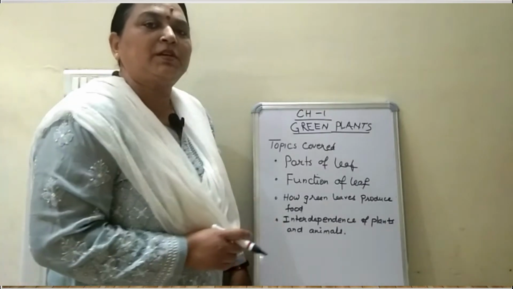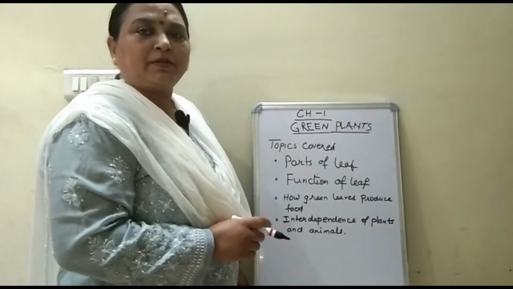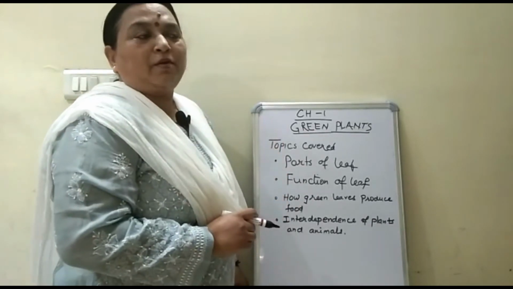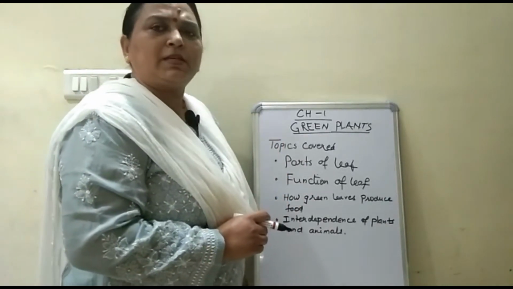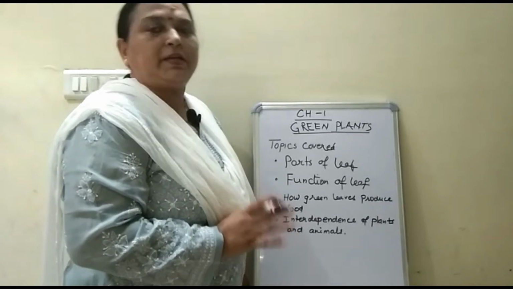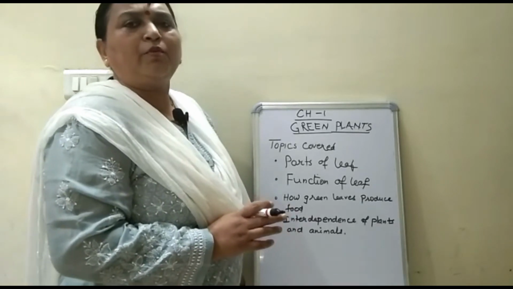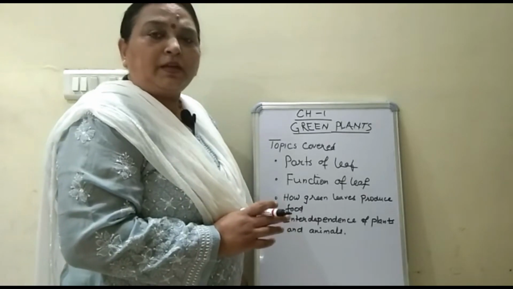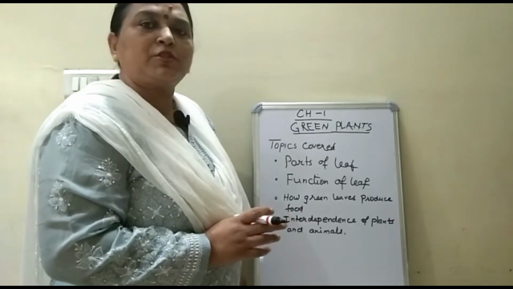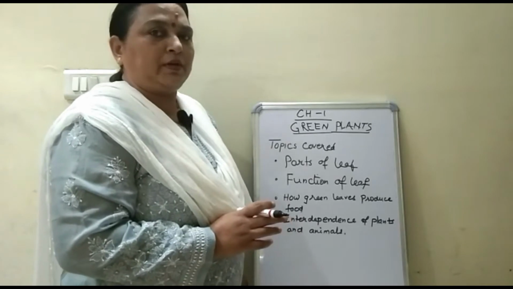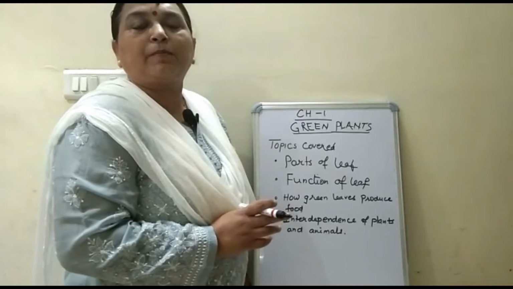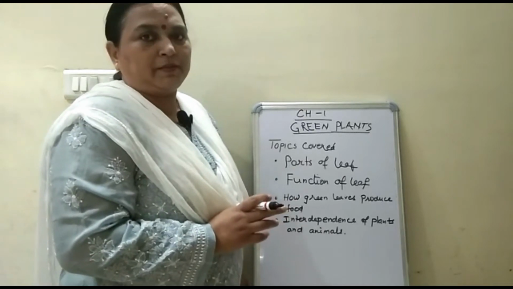Hello students, today we will start a new chapter, that is chapter 1, green plants. Now we all see plants here and there, everywhere, all are green in color. Do you know why these plants and leaves are green in color? In the leaf there is a pigment which is known as chlorophyll. Because of this chlorophyll, the leaves of the plants are green in color.